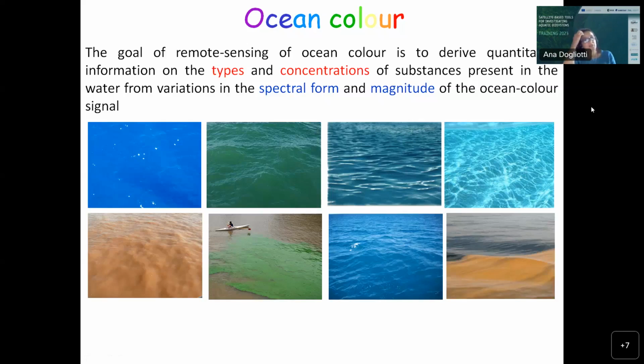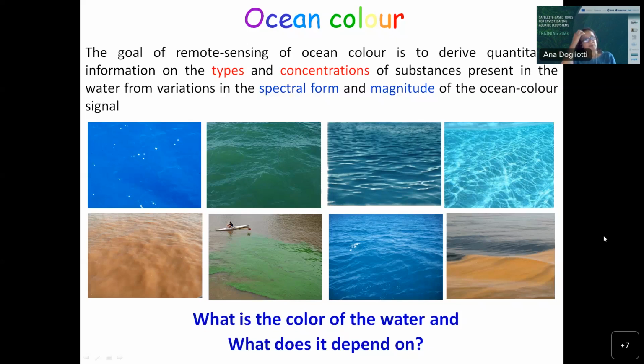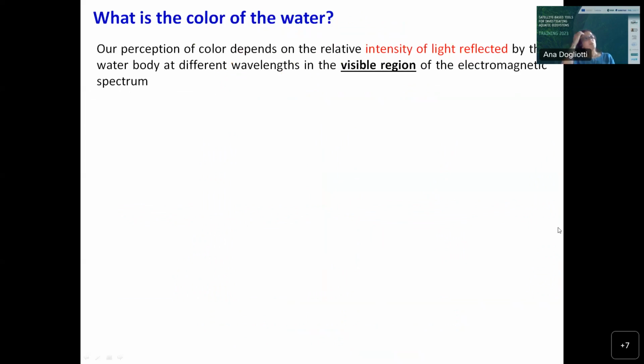So basically what we see is that the water can have different colors. You have probably seen that. We can see very blue, very brown, and green waters. So the question here is, what is the color of the water and what does this depend on? Going to the first question, what's the color of the water?